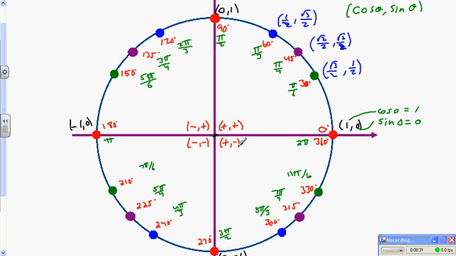I'm going to stop here so that I have time, and in my next part, I will finish completing this unit circle.